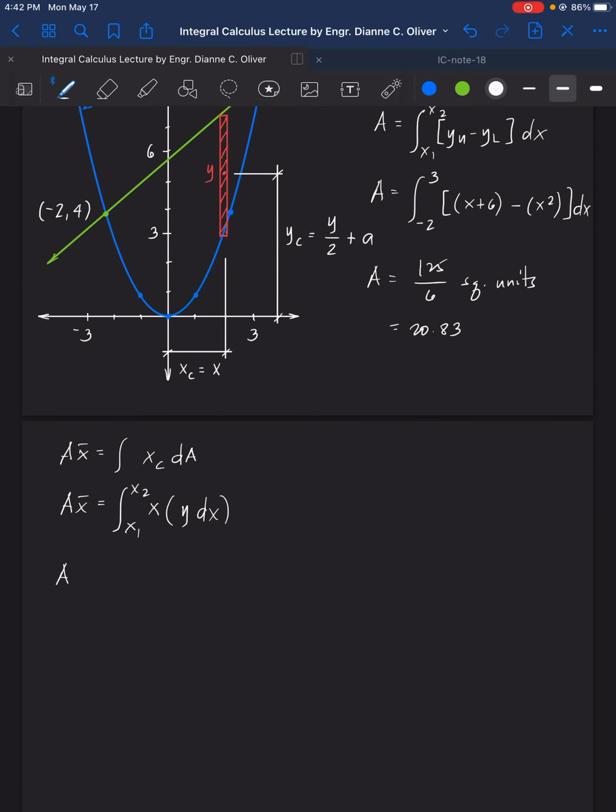Then we have here A x bar is equal to the integral of, leave x there. Then we have y. So the y there is the y upper minus the y lower. So x plus 6 minus x squared dx. x1 here is -3 to 2, or -2, sorry. -2 to 3. So area is 125/6.